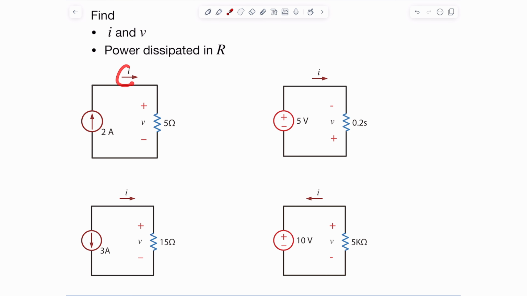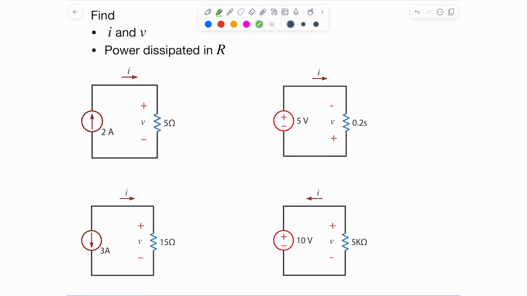And they defined I and V in each one of the circuits with the polarity and the direction, and we're asked to compute the value of the current I and the value of the voltage across that resistor, and then the power dissipated in each one of these resistors. So let's get going and figure out how we can solve these exercises. So we'll focus on the first one in here.